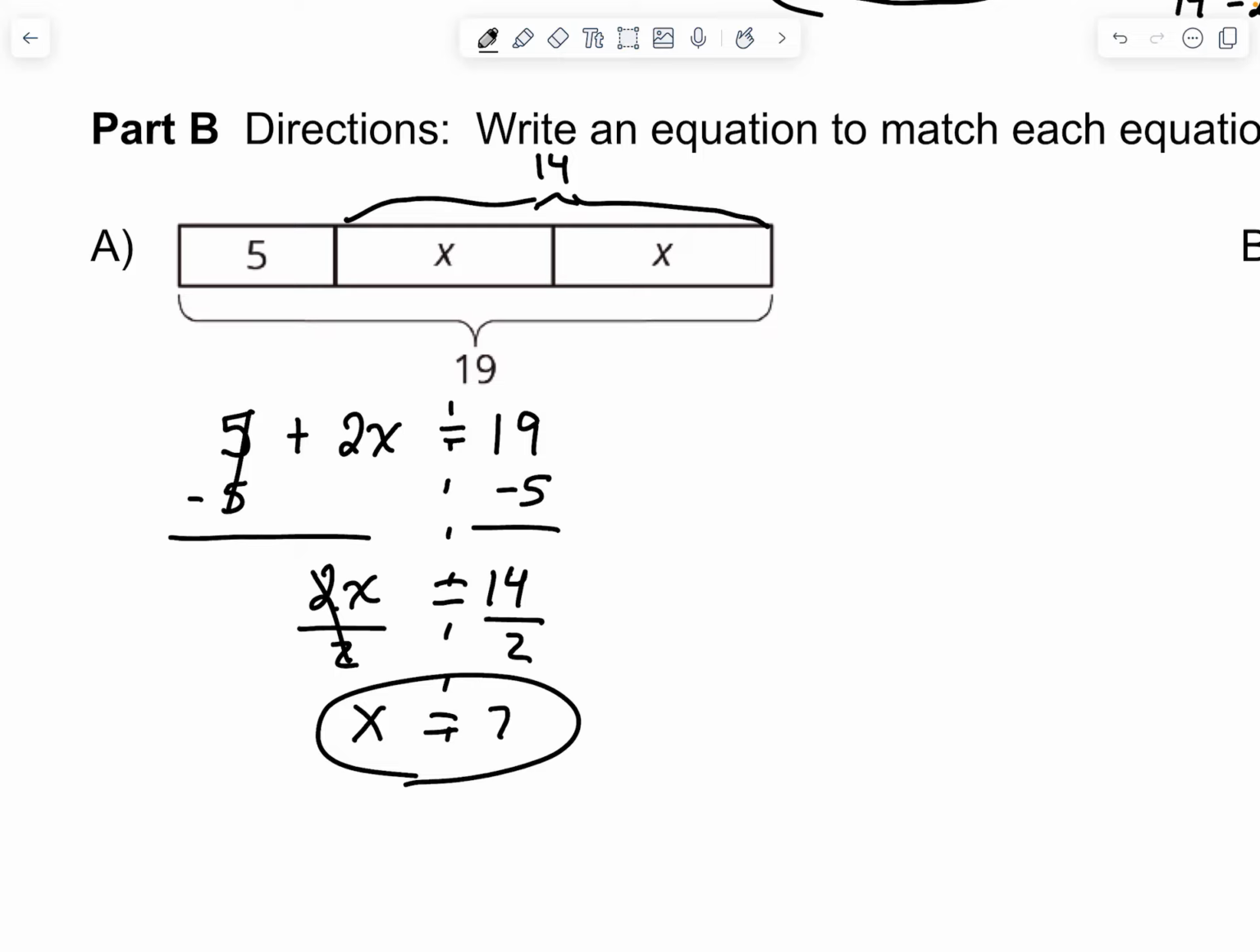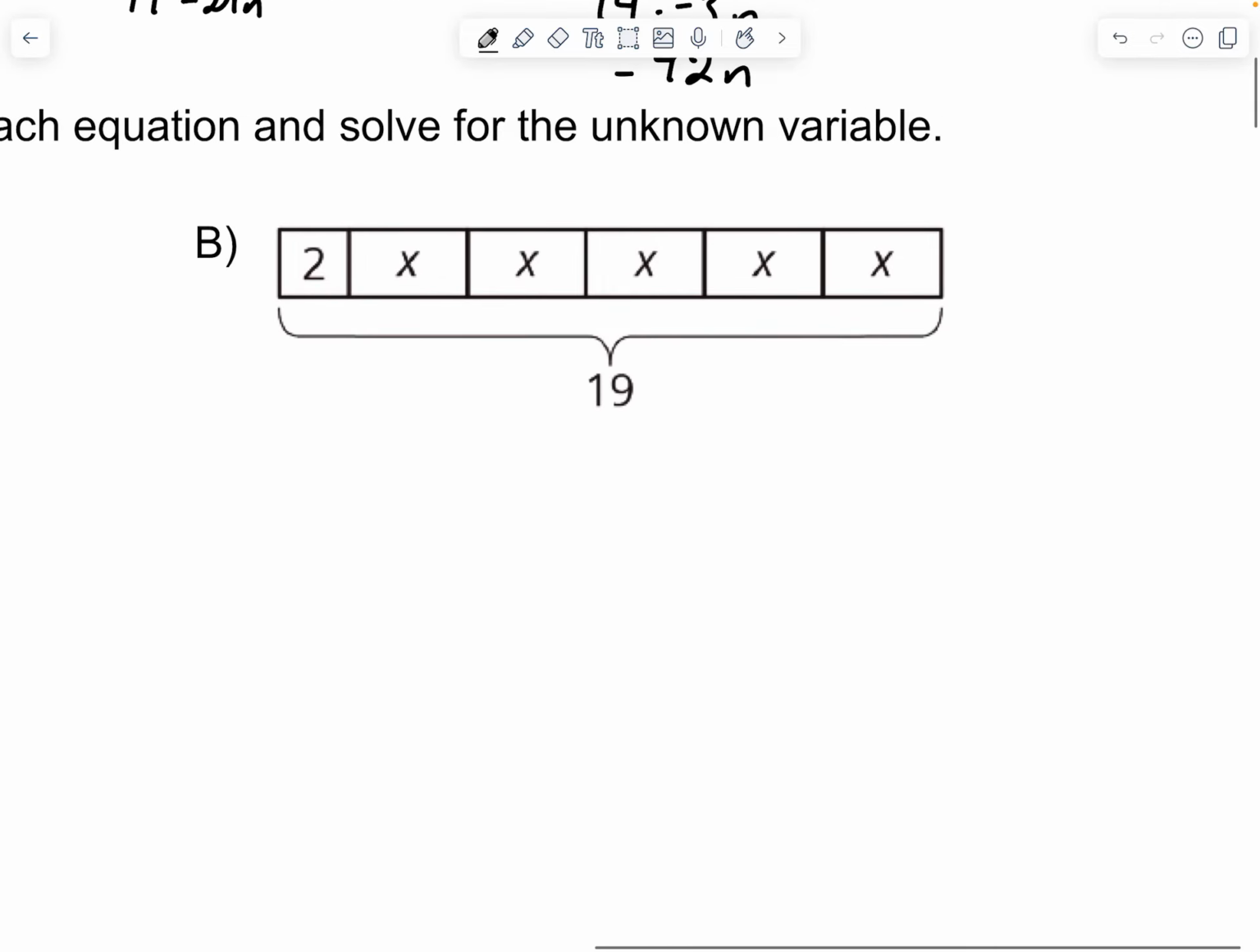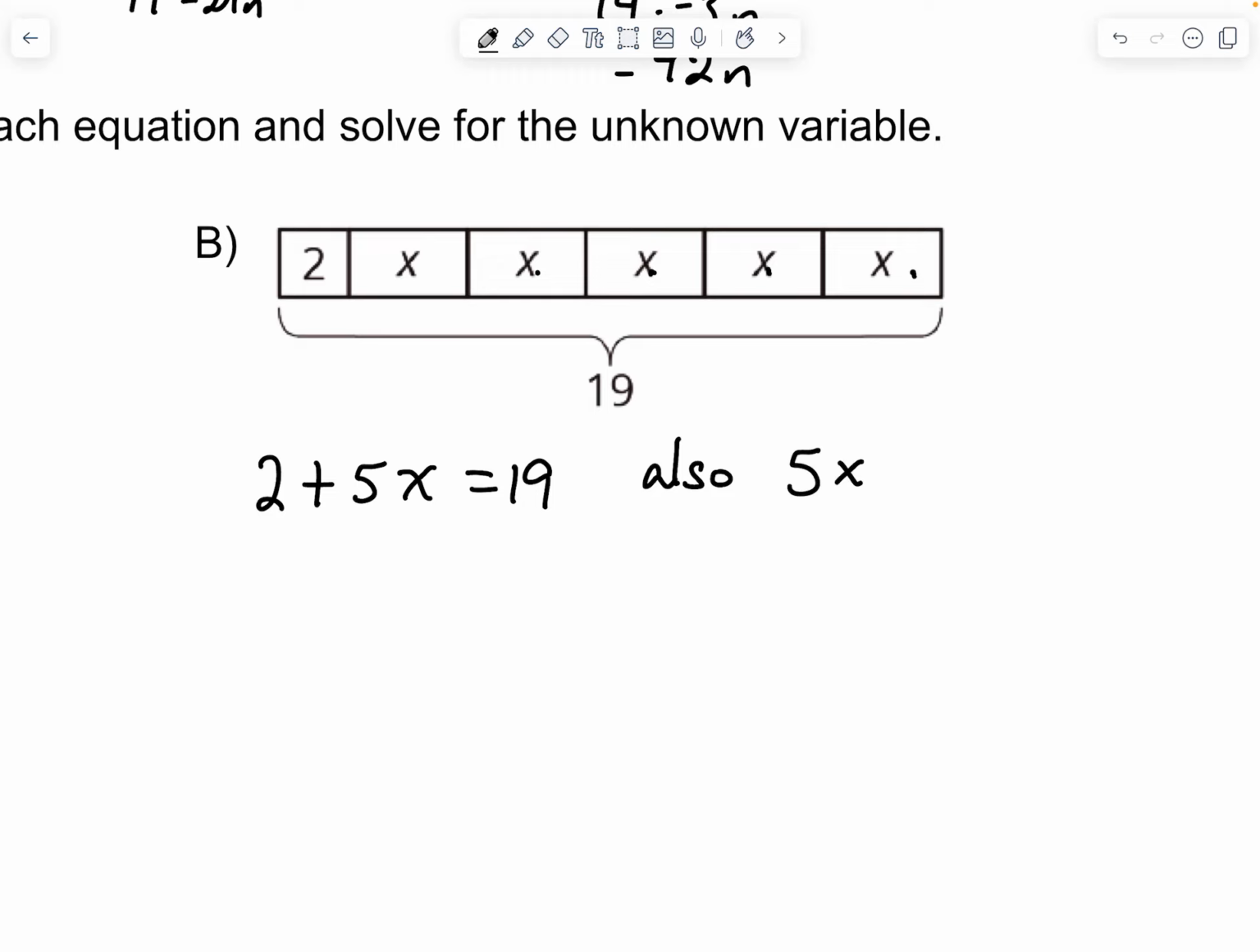Let's go ahead and look at B. Here I've got 2 and 1, 2, 3, 4, 5 x's, so I can write 2 plus 5x equals 19. And I want to let you know you also could have written it this way. You could have put the 5x first, 5x plus 2 equals 19. All right, so we're going to go ahead and solve each one of these. It means the same thing because addition is commutative, so it doesn't matter which one I put first.